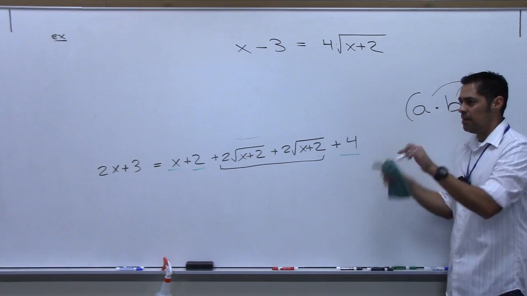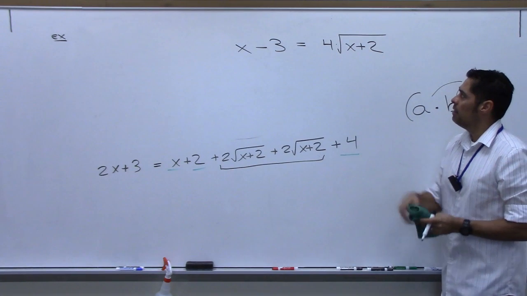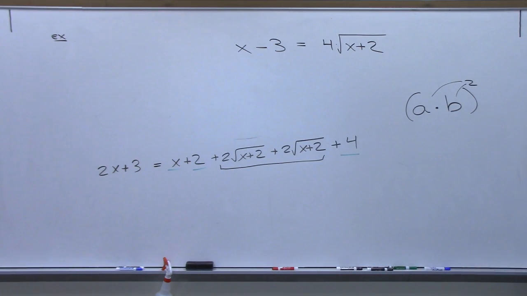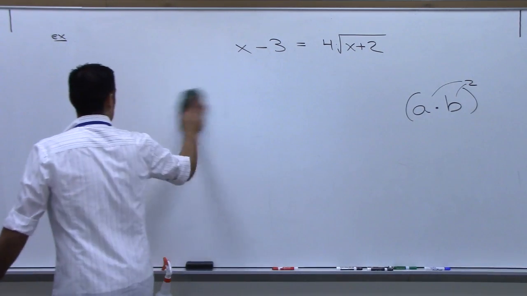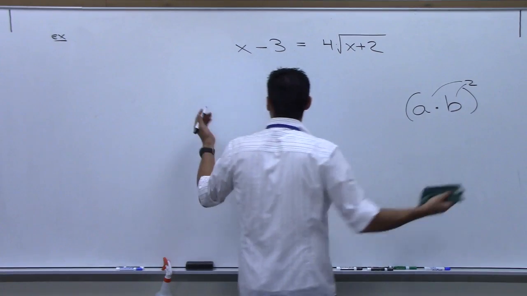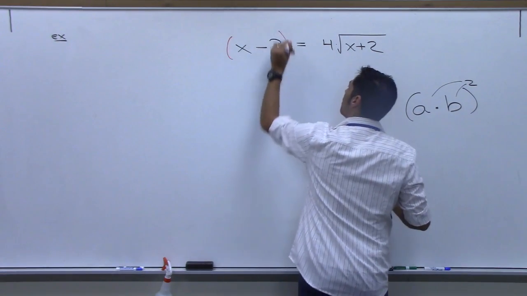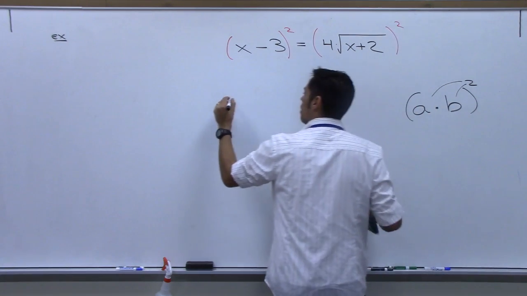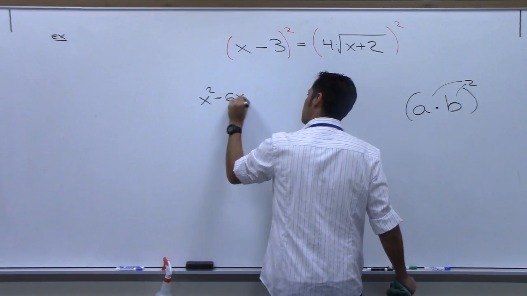Remember, 2 points, different paths. I personally like to leave the 4 here. That's what I like to do. But if you want to move it, divide it by 4, it's your call. Is that all right if I just leave it like this? Okay, square both sides. So here we come. Square, square. The left side becomes x squared minus 6x plus 9.